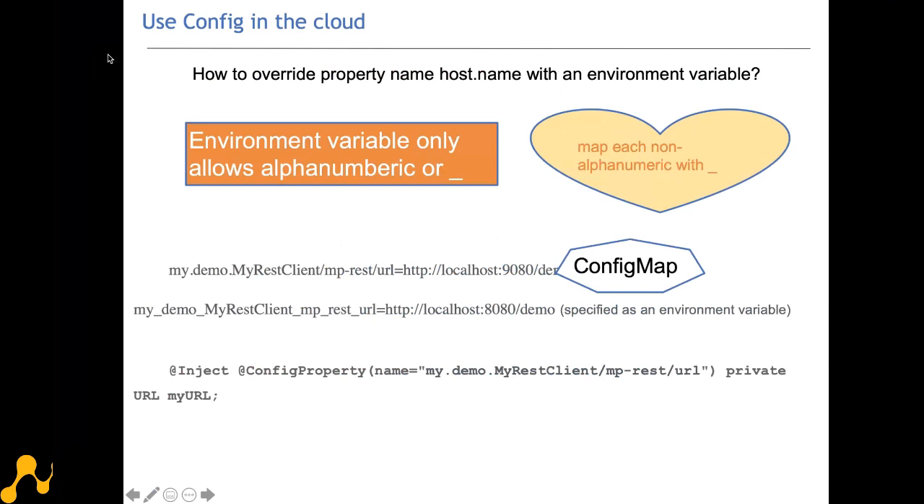However, according to the standard, if you want to make the environment variable work in any OS, the variable name only allows alphanumeric characters or underscore. In this case, dot is an illegal character. So it's really a pity if you cannot override host.name. And with this, we came up with mapping rules in MicroProfile.